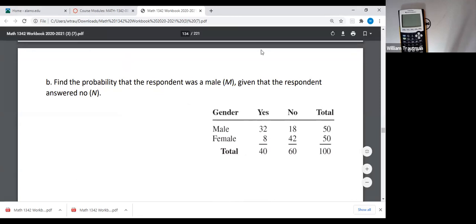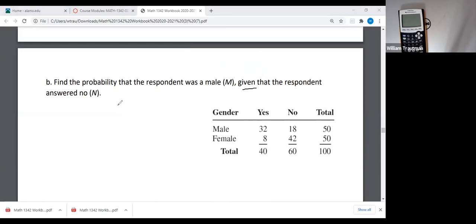Find the probability that the respondent is male given the respondent answered no. So the given part is they answered no. So we have to look at just the no part. The given tells us only look at the no part. Find the probability that they're male. Well, here in the no's, these are the no category. So the probability that they're male given that they said no.